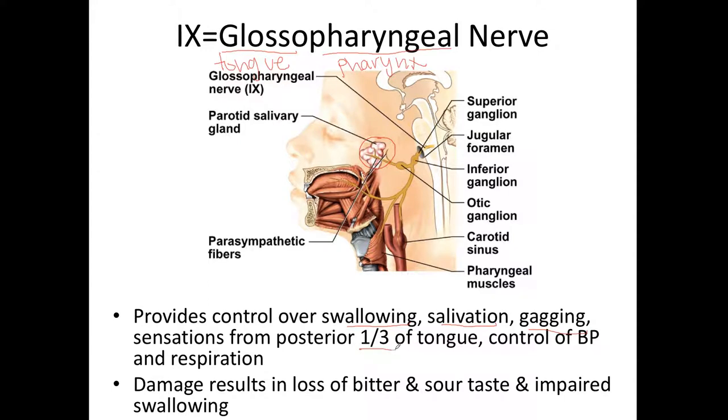And also sensations from the posterior third of the tongue. And this is actually the bitter and sour tasting region primarily. So all regions of your tongue are capable of tasting all of the flavors, but there is some localization of flavor to specific tongue areas. So bitter and sour tend to be perceived as coming from there. So damage results in loss of bitter and sour taste and impaired swallowing.